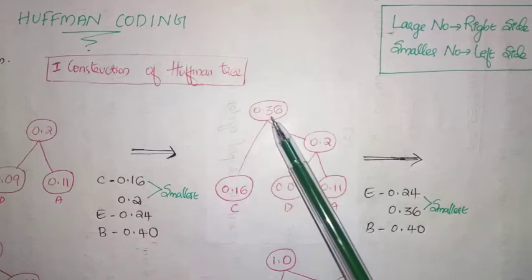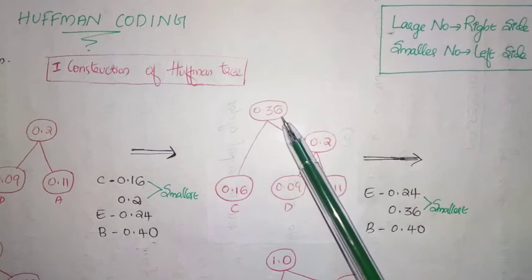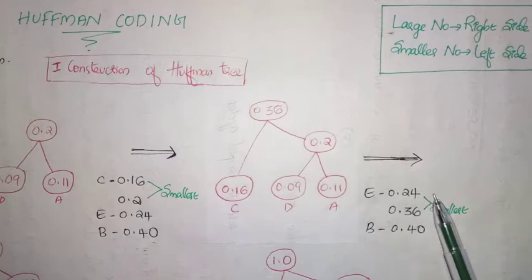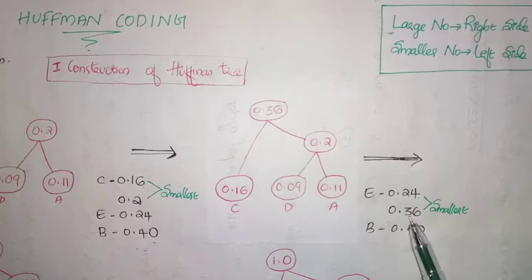Now we get a new node that is 0.36. When we place it in this particular list, 0.36 comes here, right? Because this 0.36 is greater than 0.24 and also smaller than 0.40. So this is placed in the middle. As we know, we will be arranging it in ascending order. All the frequencies that we newly get are arranged in ascending order. So 0.36 came here.